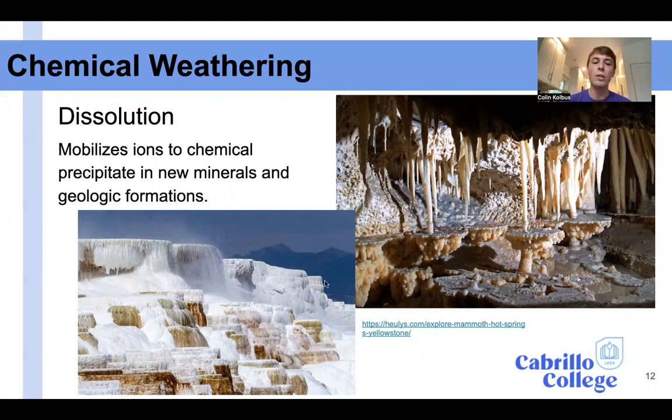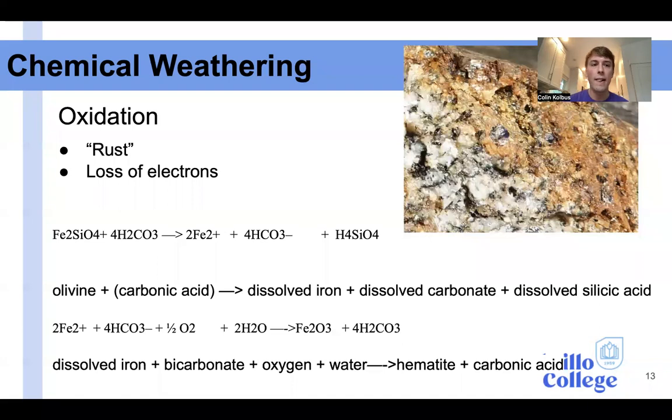When you see these really beautiful cliffs at Mammoth Hot Springs in Yellowstone, that is precipitated calcium carbonate, but it was made from mobilized ions that can precipitate in new chemical formations. So it is this exchange, this constant solidification and dissolution of materials. Another chemical weathering process is oxidation, the biggest one being rust. Rust is a very expensive oxidation process where we're turning a metallic metal into an ion again.